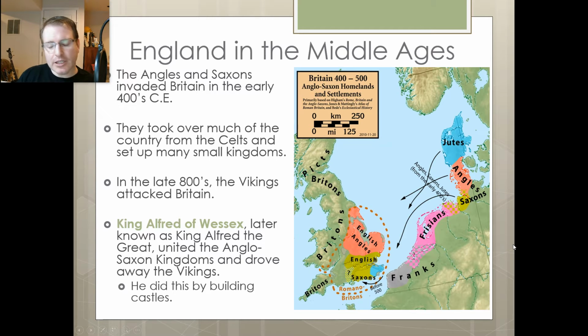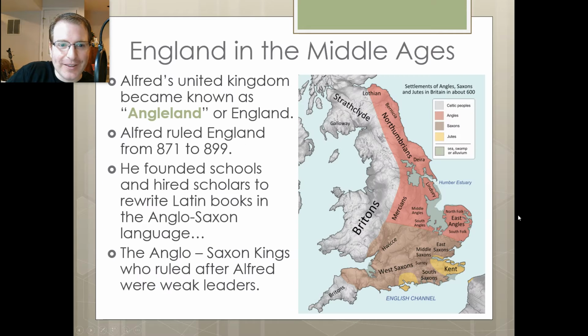And one of the things he realizes is that the Vikings like to attack easy, soft targets that could give them relatively little danger and lots of wealth. So he found that if he built castles, the Vikings would not attack as much. All right, so what happens is when he unites these people, the area becomes known as Angleland.